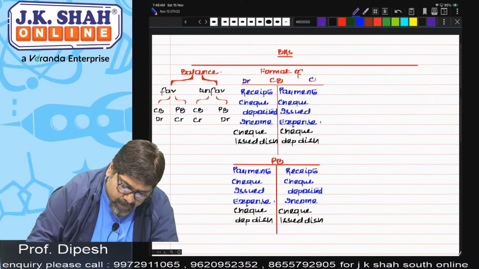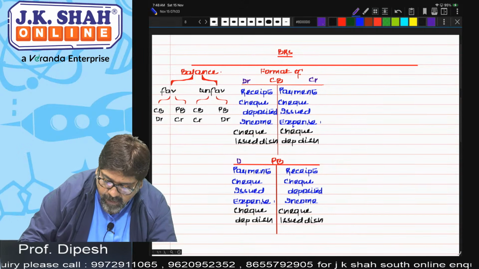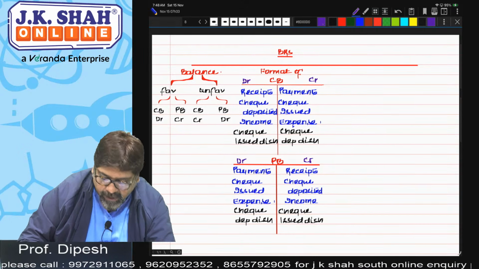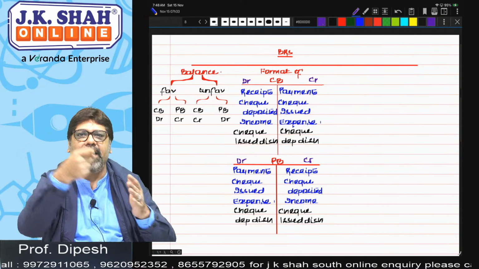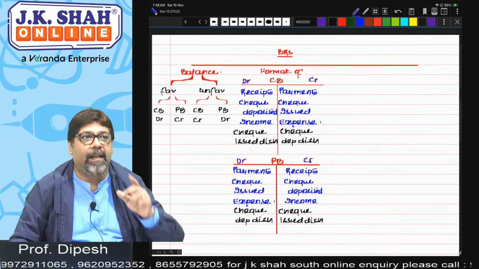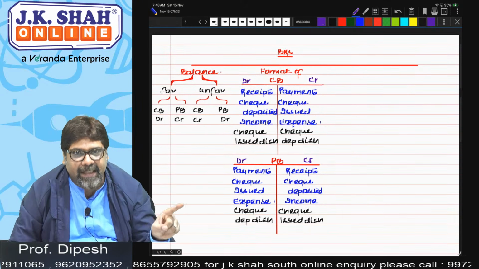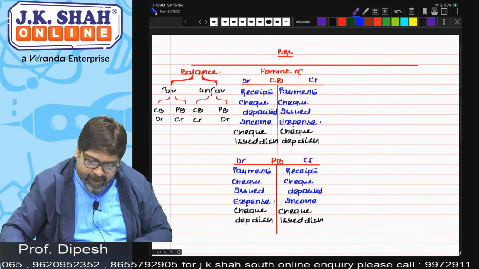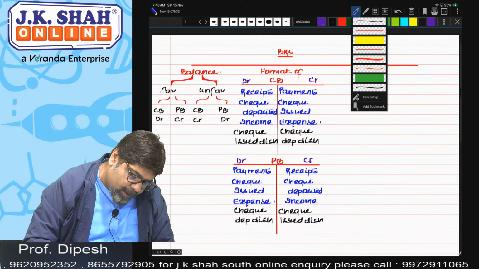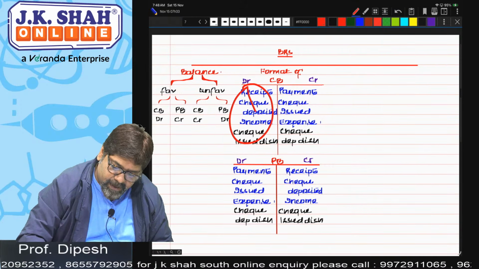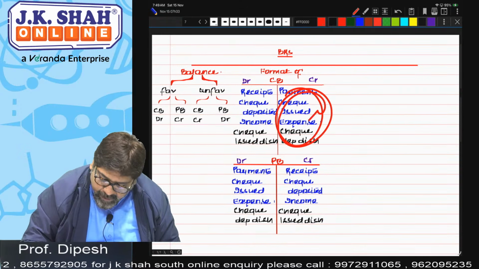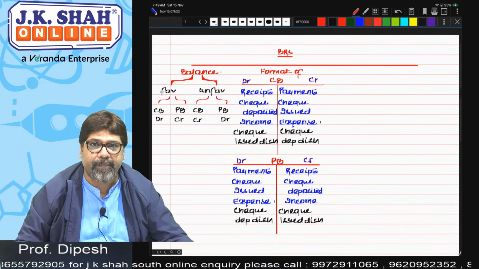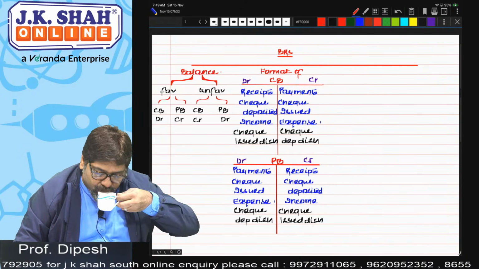Now, debit, credit, debit, credit. Whatever comes in the cash book debit side will come in the passbook credit side. Whatever comes in the cash book credit side will come in the passbook debit side. I hope you are remembering. Cash book debit will come in passbook credit. Cash book credit will come in passbook debit. Correct, chartered? Yes.